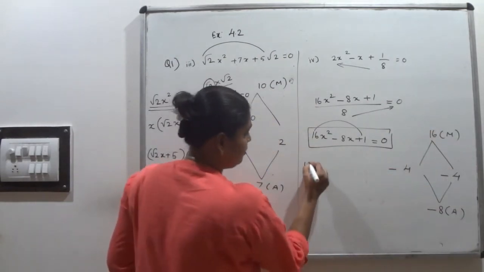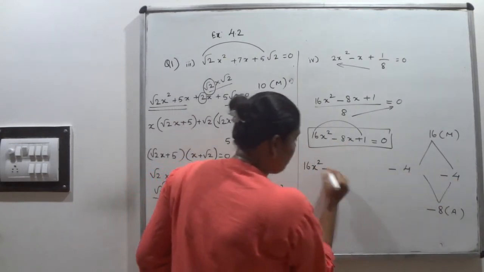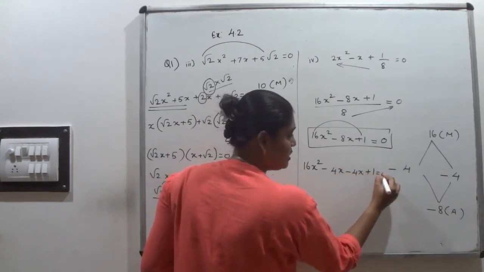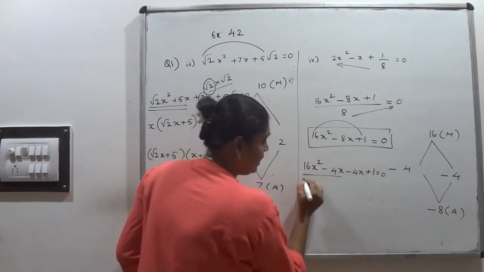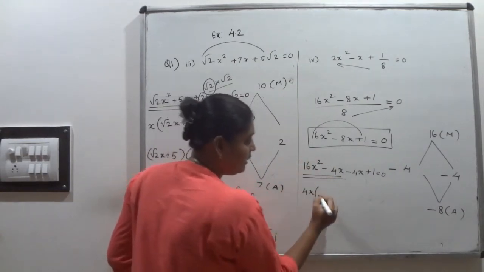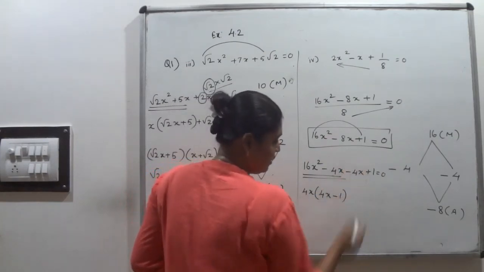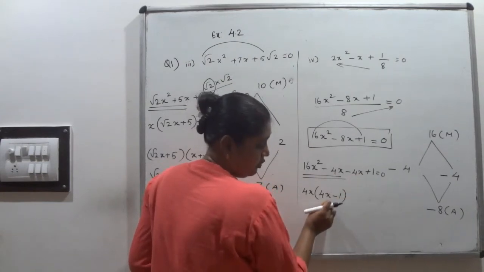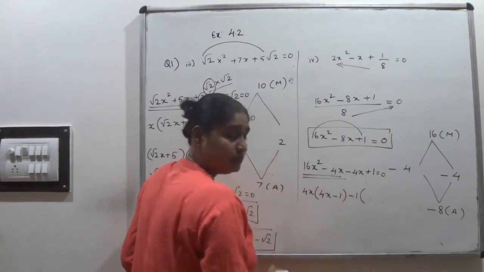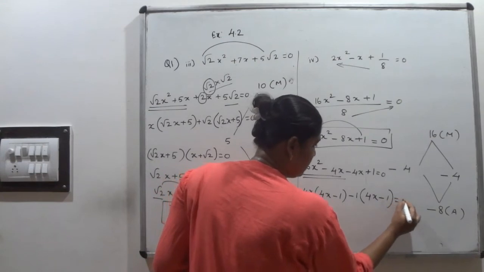So okay, I am going to write it: 16x square minus 8x, I have split as minus 4x, minus 4x, plus 1 equal to 0. Now in these two terms what is common? 4x is common. So take it out. What will be left over? 4x minus 1 will be left over. Come to this one. Here I need what? 4x minus 1. So I am taking minus 1. So you will get 4x minus 1 equal to 0.